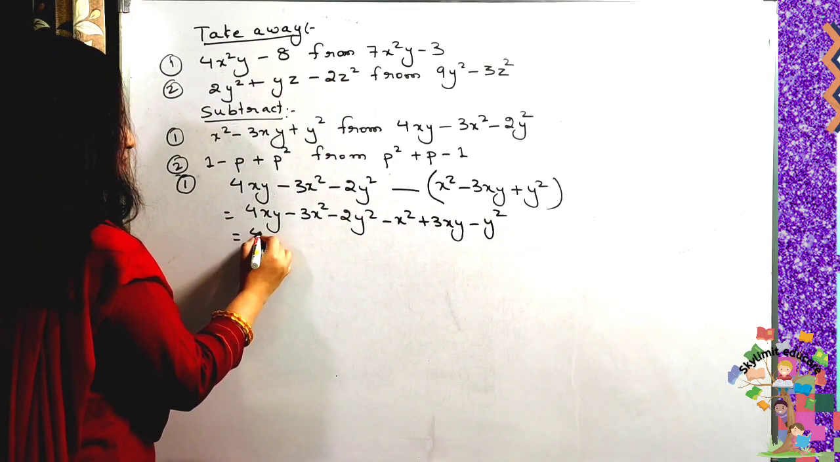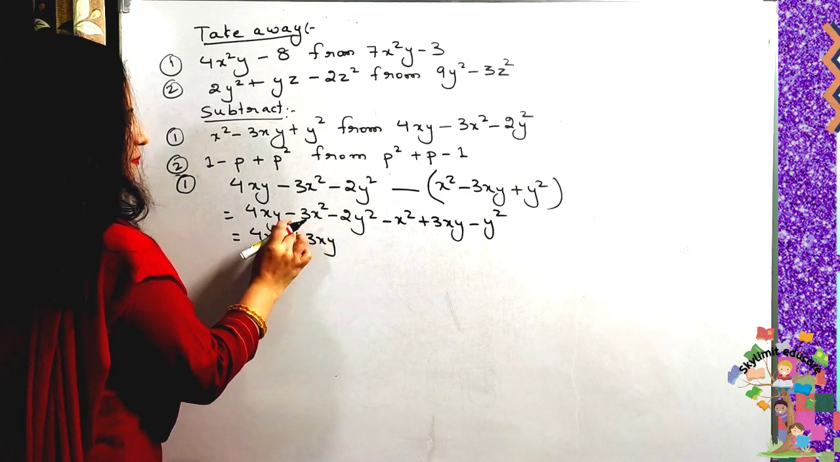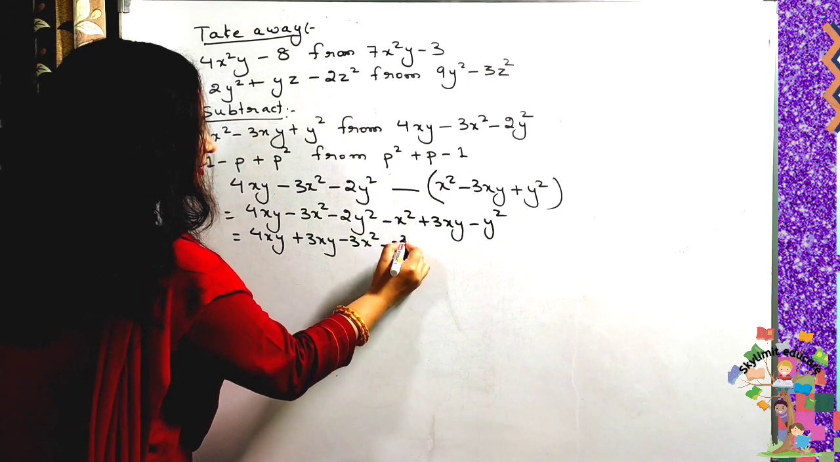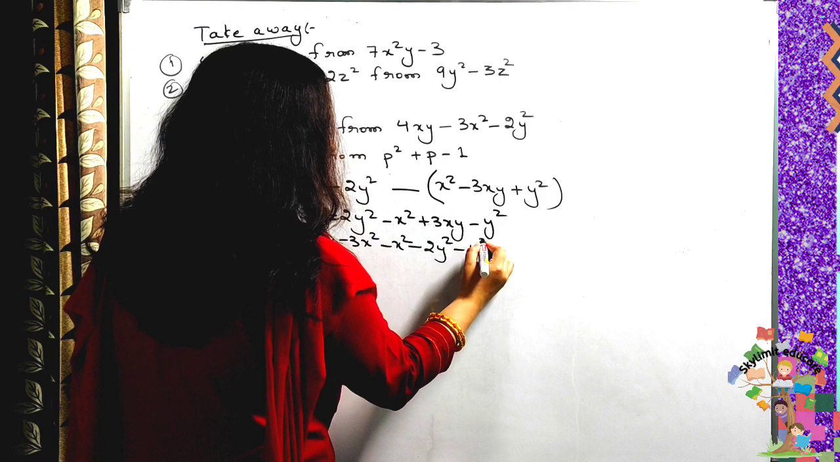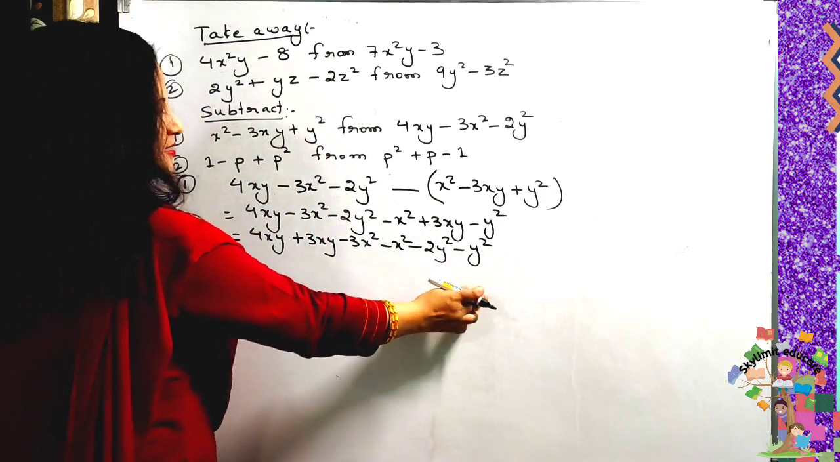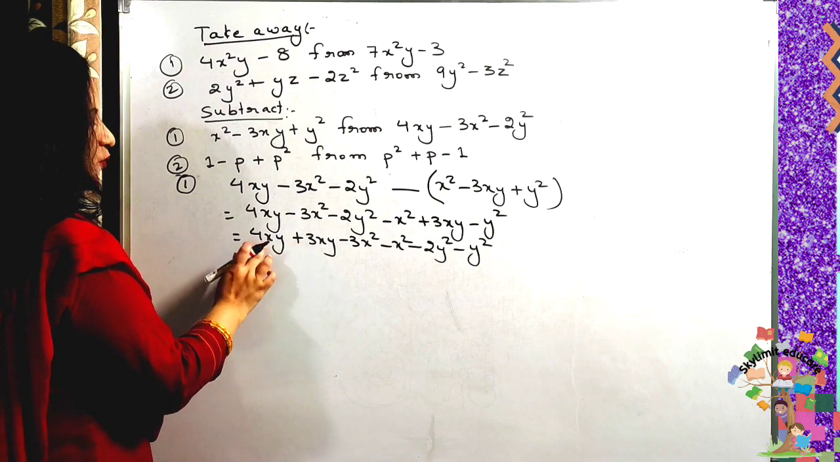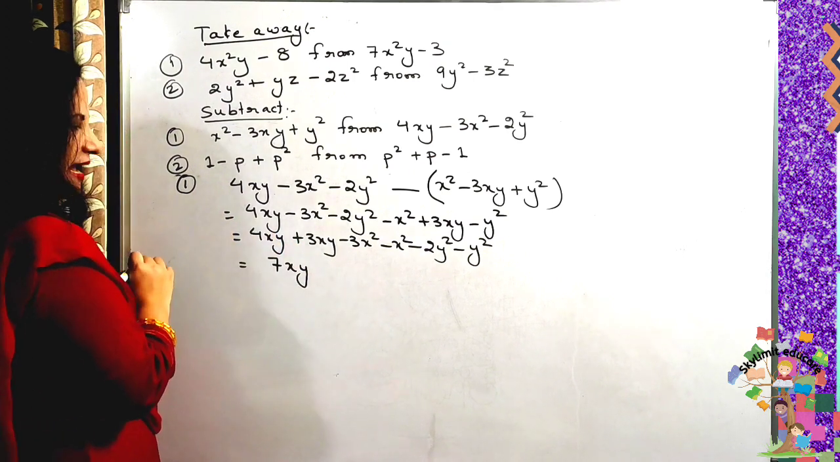Now arrange the like terms. 4xy with plus 3xy, minus 3x square with minus x square, and minus 2y square with minus y square. I have made the pairs of the like terms. Now next I will solve. Xy both are like terms. 4 plus 3 is 7 and the literal coefficient xy.